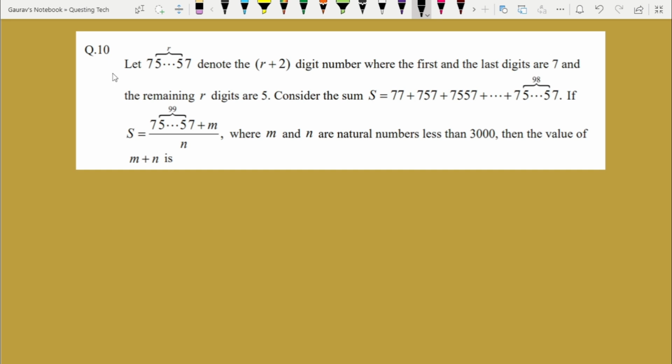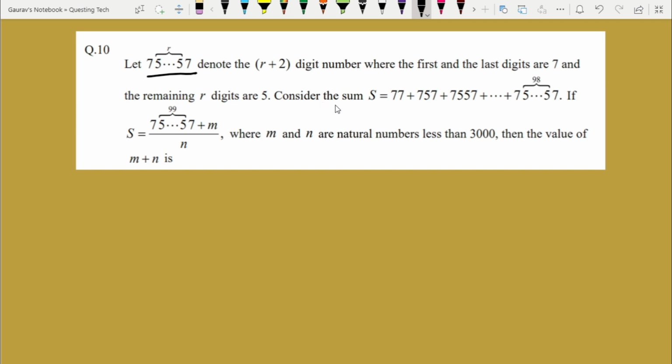Hello guys, so today we have a question related to sequence and finding the sum of the sequence. This is the question, and it says: let this be a number with r plus 2 digits, where the first and the last digits are 7 and the remaining r digits are 5.